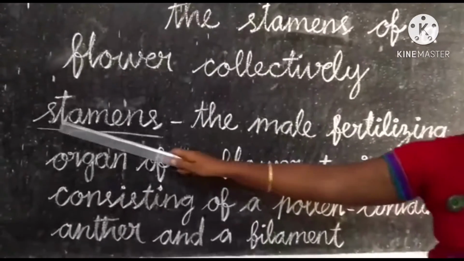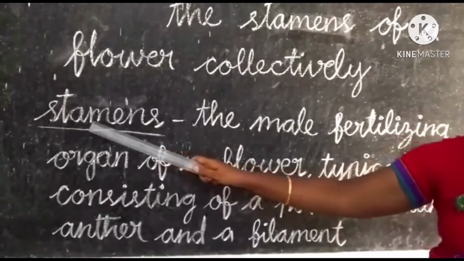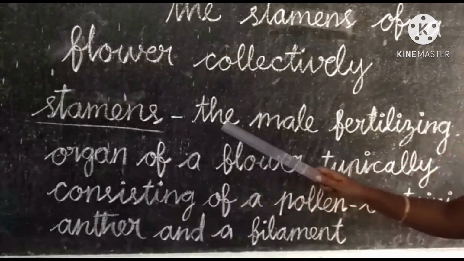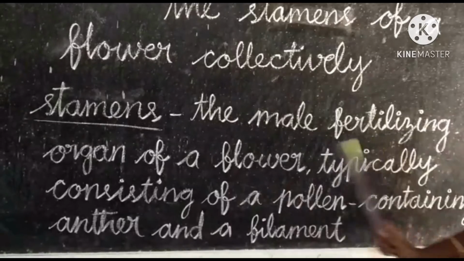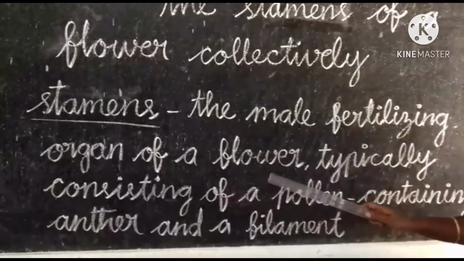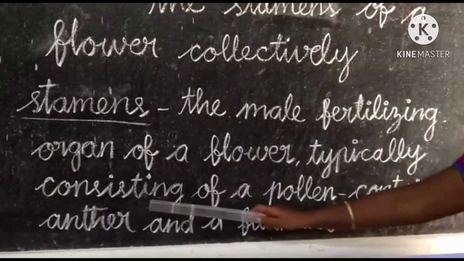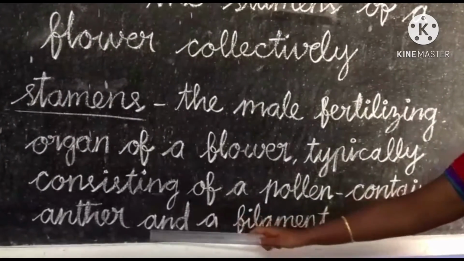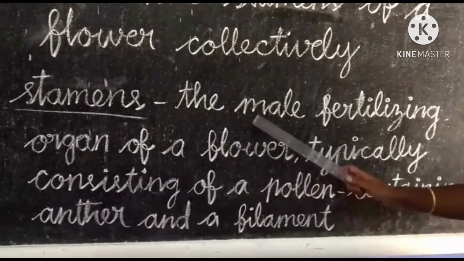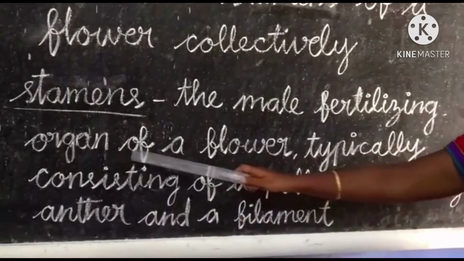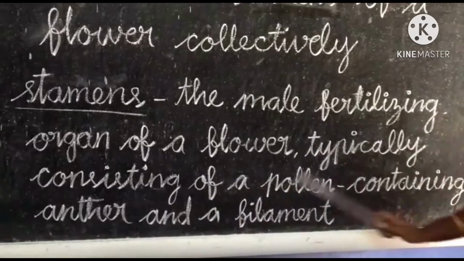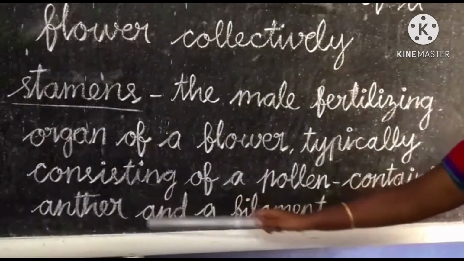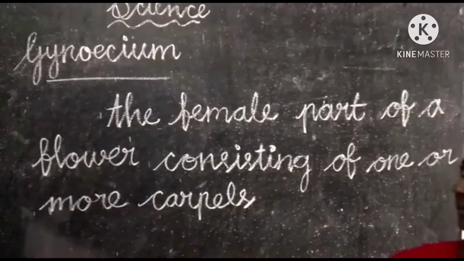Stamens. S-T-A-M-E-N-S. Stamens is the male fertilizing organ of a flower, typically consisting of a pollen-containing anther and a filament.